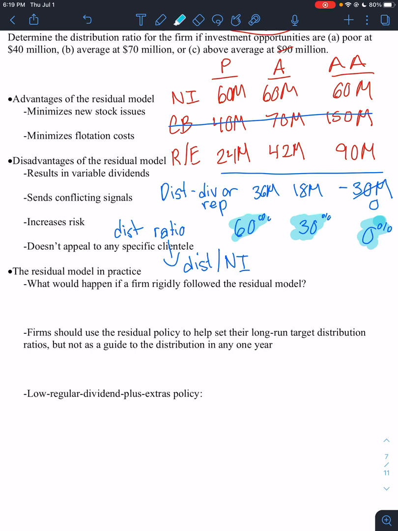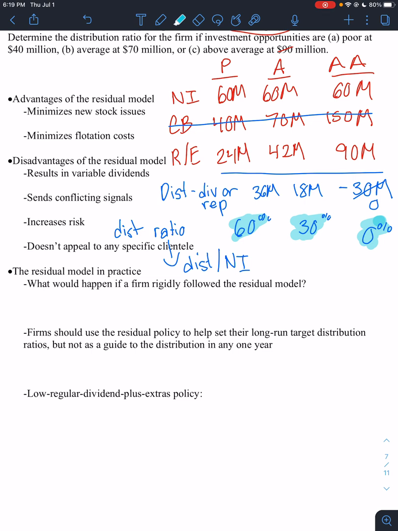Now notice in the above average state of the world, the firm would still be short $30 million of equity funding if they want to stick to their target capital structure, and so they would have to go issue new stock in that above average state of the world. But in the average state and the poor state, they are making sure that they don't have to issue stock by instead relying on retained earnings and using that first to cover the projects and then to provide a distribution to shareholders.